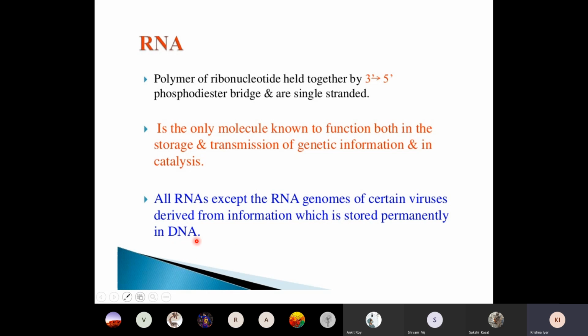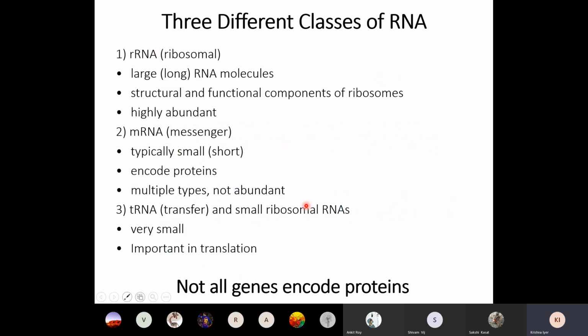Okay, remember when we talked about genetic information flow, we said DNA always goes to RNA and then RNA always goes to protein. Most of the time, therefore, all the RNA that you find in an organism has been derived from the information present in the DNA, except for certain viruses which contain RNA as a genome, where you need to do initial reverse transcription before information flow can occur. Okay, is that clear? Now, as far as RNA itself is concerned, there are three classes of RNA.